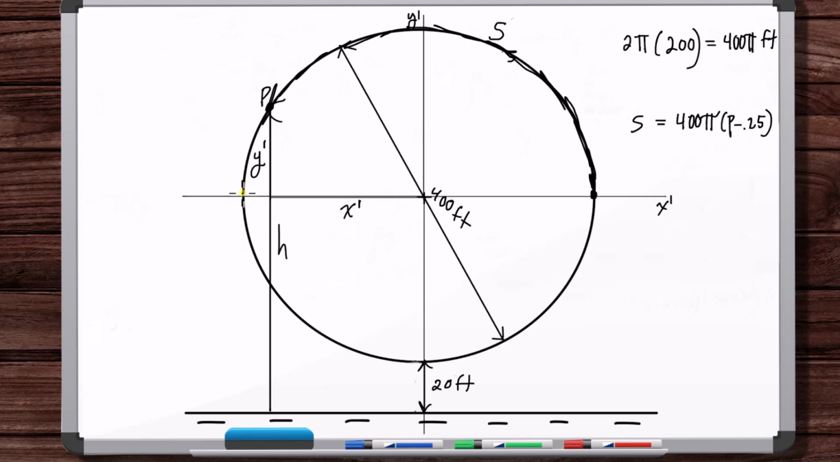When P is equal to 75%, that's here, that should be 50% of a full rotation. If S is 0 here, and that's what you get. 0.75 minus 0.25 is 0.5. So there's the formula relating S and P. Okay, so how do we go from here? We have S. How can we go from S to getting Y prime?